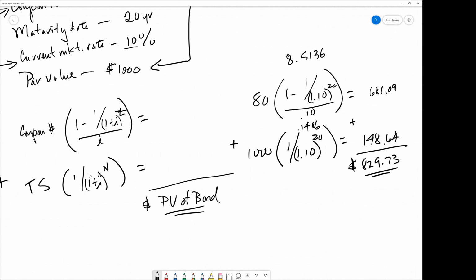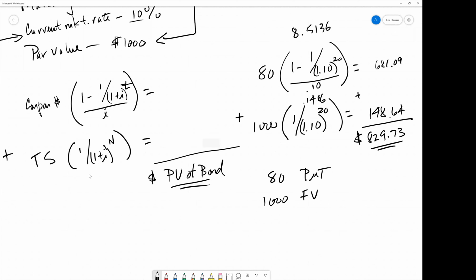What do you do? Well, you hit your payment button. Okay, 1,000 is your future value, 20 is your N, and 10 is your I/Y. Those are the buttons that you hit. Then ask it to compute PV, present value. And let's see what you get. You should get the same number.